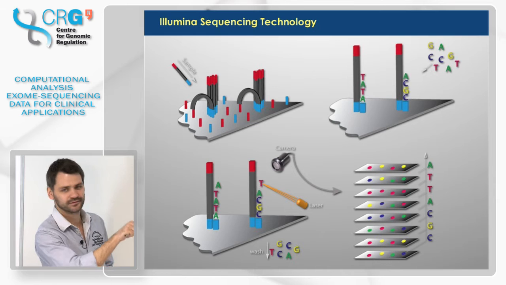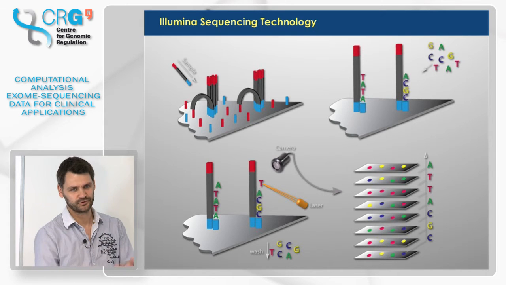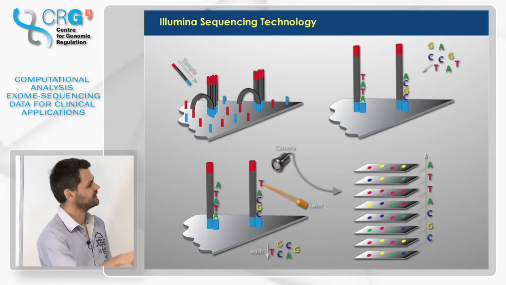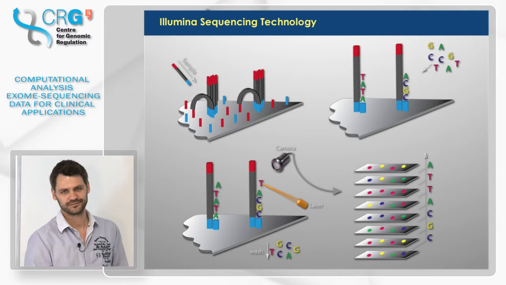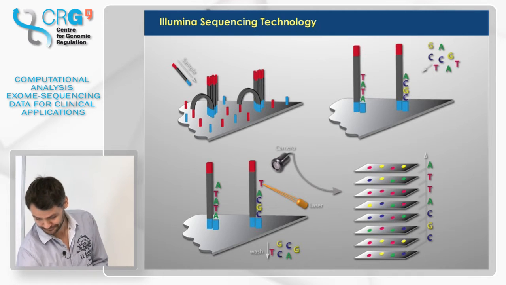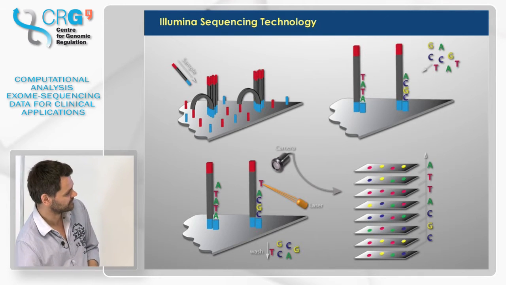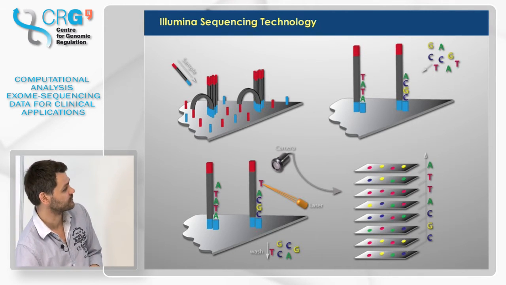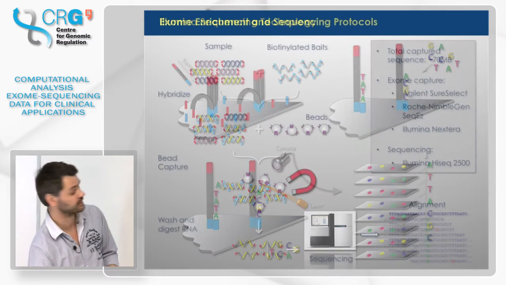By synthesizing the fragment, you can record every time there is something incorporated. And that can be 1 billion fragments in one single run, a huge number. And that makes it so useful for exome sequencing of many people in a single run.